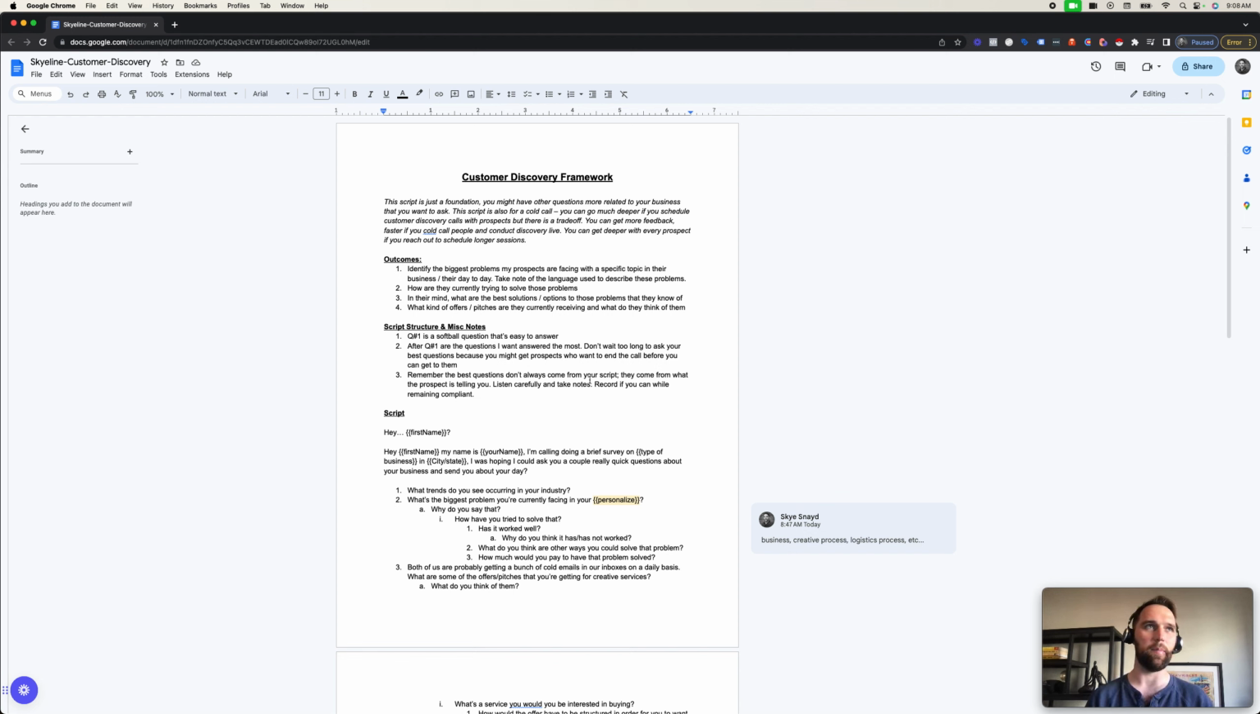This is Sky, like the big blue sky, and today I'm going to go over our customer discovery framework. For context, this is the framework that we use to do research on prospects. Whenever we have a sales program that isn't working, we'll hop on the phones and adjust this script in a cold calling fashion to try and get some insights.